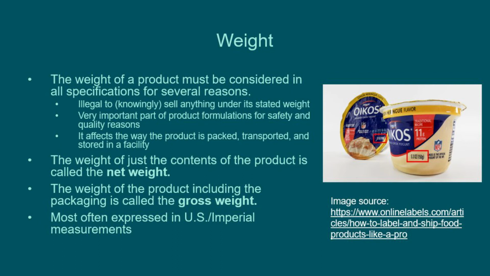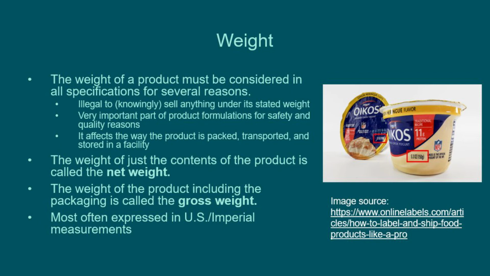For now, what you need to know is that the weight's important to be listed on a product for a couple reasons. First, it's illegal to knowingly sell anything that's under its stated weight. That's considered a violation of a federal law. And when done intentionally, it's widely considered to be a fraudulent business practice. A heavier product requires more energy to heat it to the right temperature. The buyer definitely wants to know how much a certain thing weighs. And of course, the weight can affect the way that the product is packed, stored, and transported throughout the food industry. So that's something to consider too.